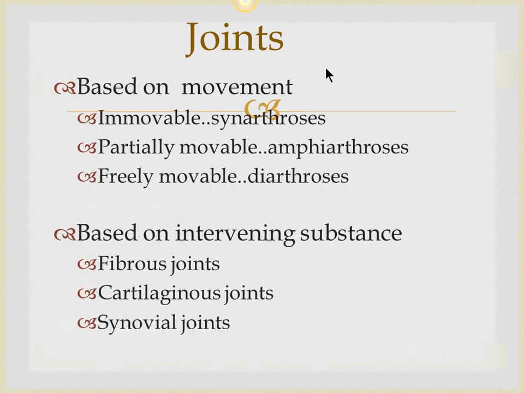So first we'll begin with classifying joints. The two ways we classify joints are based on movement and based on what intervenes between the two articulating bones. So based on movement, the first one is a joint which is absolutely immovable. Such a joint is called synarthrosis.